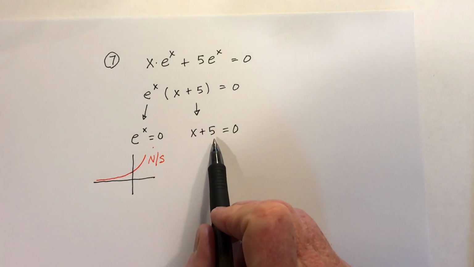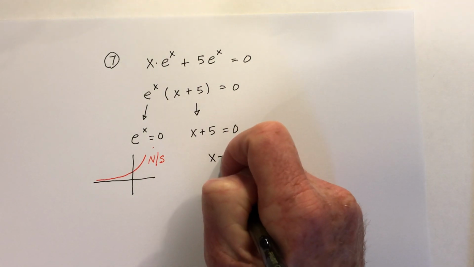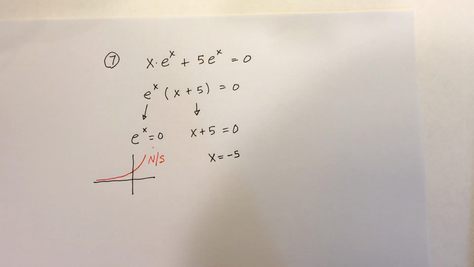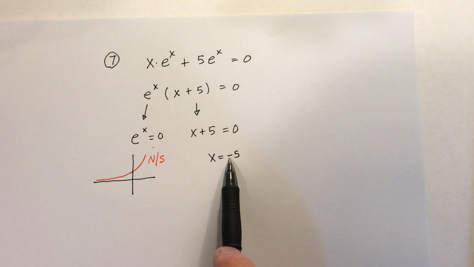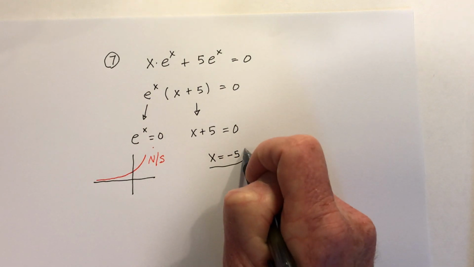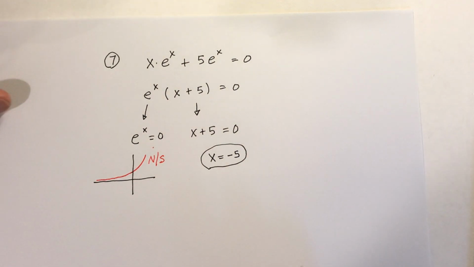And then for this one, just subtract 5 from both sides, and our only answer is -5. And exponents can be negative, so the negative is not a problem. X equals -5 is the answer.